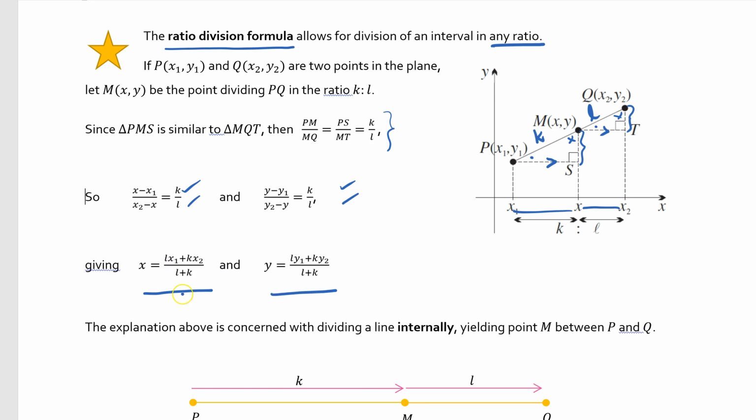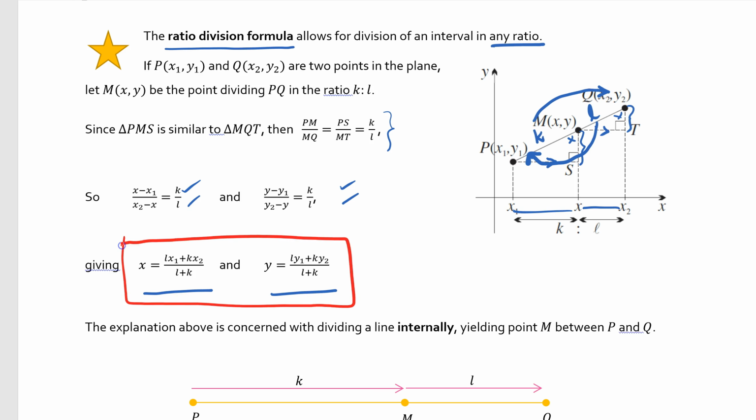So notice the structure of this here. If this is K to L, we end up multiplying L by the X coordinate down here and K by the X coordinate up there, and we divide by the sum of L plus K. And likewise for the Y. So the L goes with the Y, which is on the other part, if you like. I'm trying not to use technical terms. And the K goes with the Y on the other part, and we divide it by L plus K. So this relationship is what we need to get our head around.